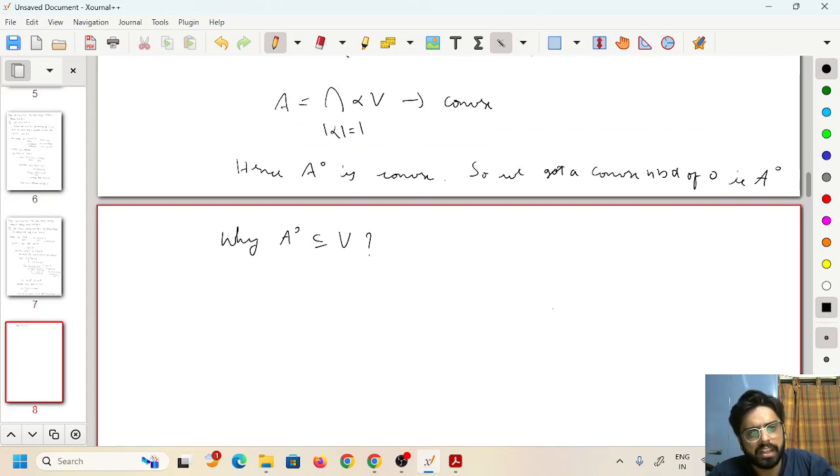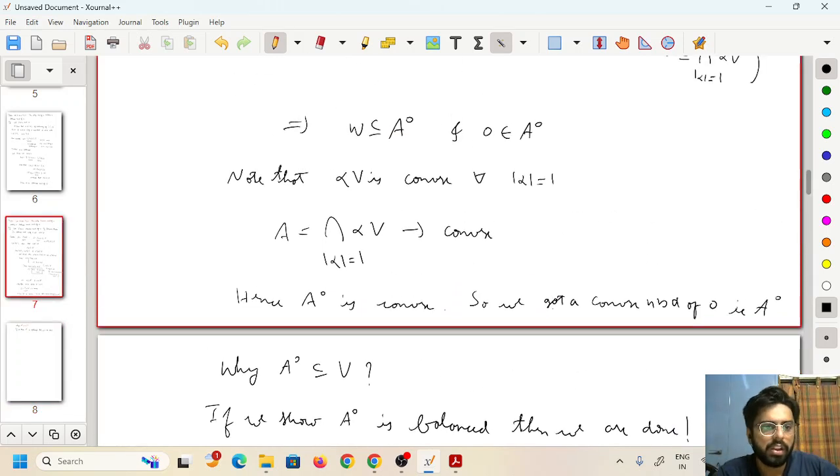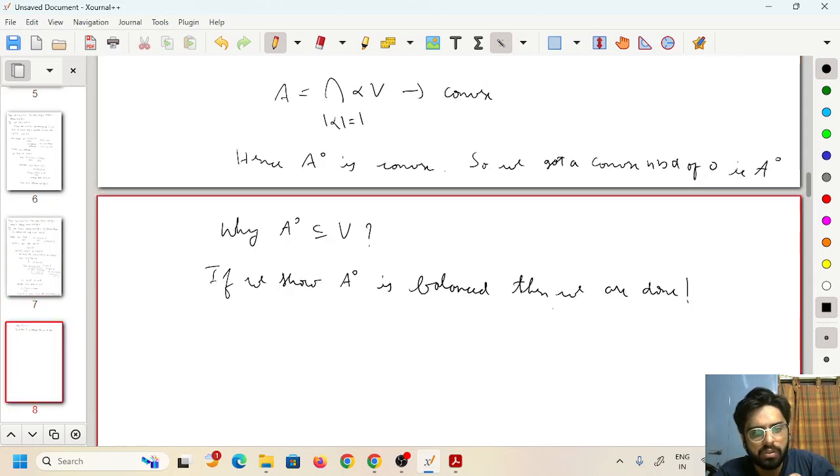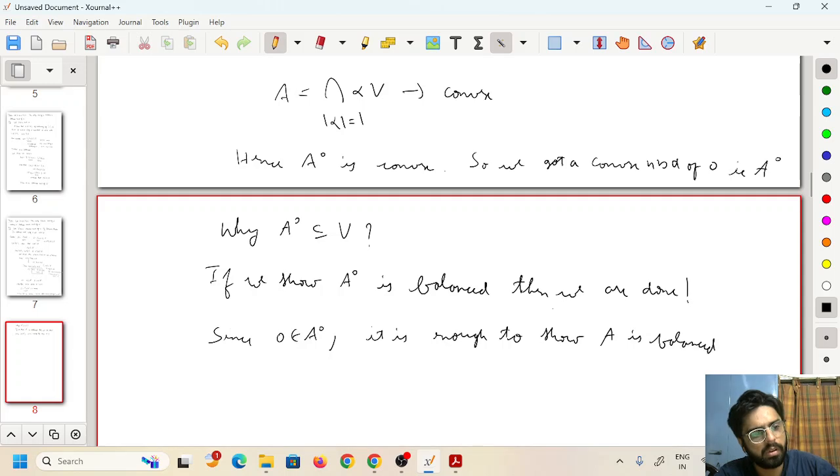So if we show A interior is balanced, then we are done, right? So to show that, it is enough to show A is balanced, since 0 belongs to A interior. It's enough to show A is balanced, right?